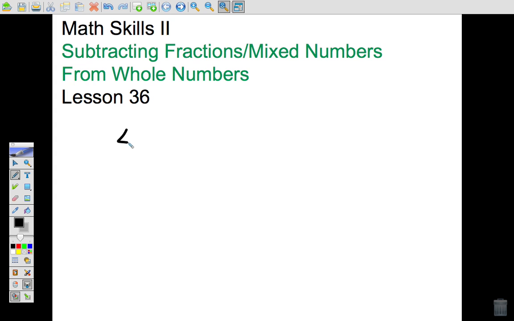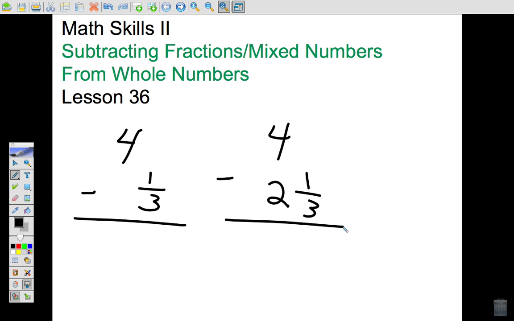Now we know that whole numbers are just numbers that don't have a fraction to it. For example, 4 is a whole number. And what we're going to do is subtract fractions from whole numbers like that, or subtract mixed numbers from whole numbers like this. All right, let's set this up before we look at some of the examples.